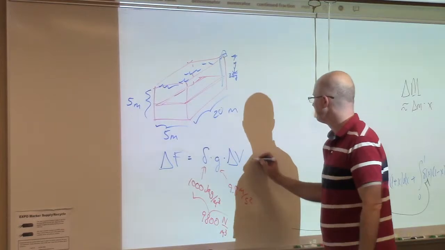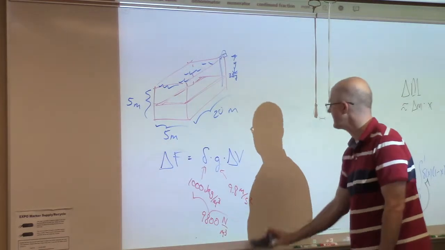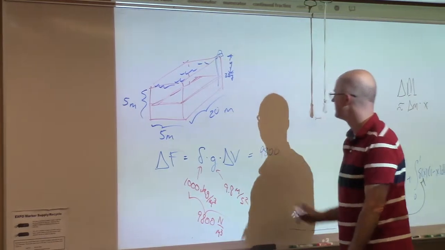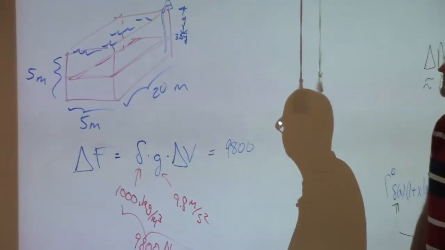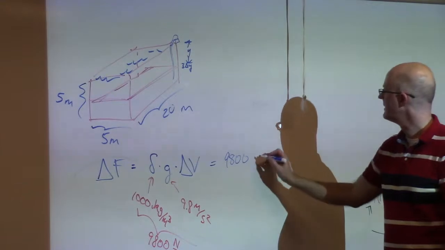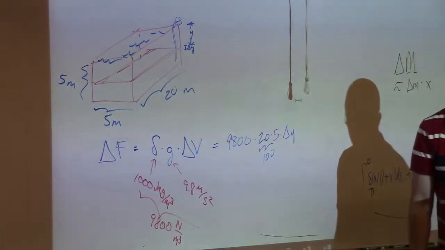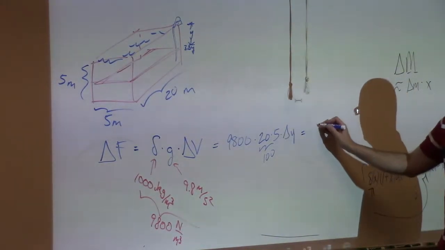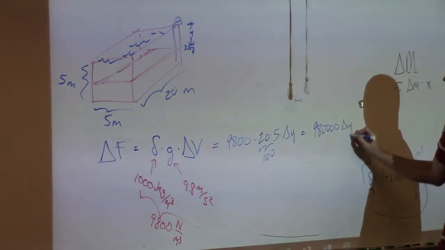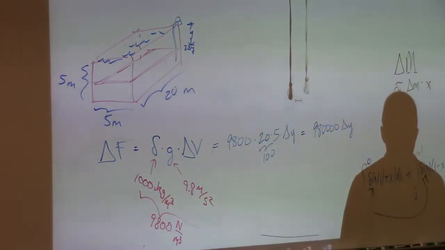What's delta V? You can write that in terms of delta y. Again, I think we have an exact equation here. Let me just go ahead and replace it with 9,800 here. Delta V is the volume of the thin slice, 20 times 5 times delta y, which is 100 times delta y. So ultimately we get 9,800 times 100, which is 980,000 delta y. That's the exact weight of the thin slice of water.